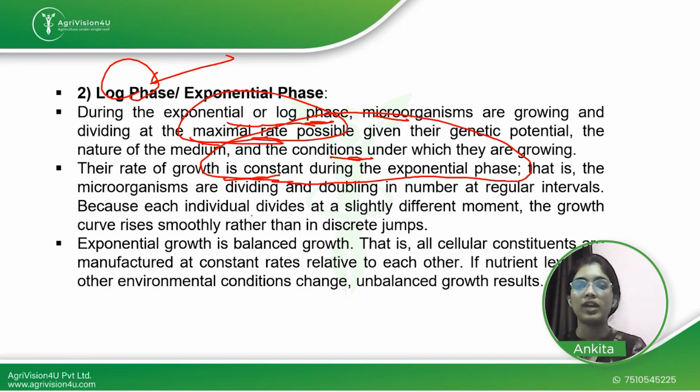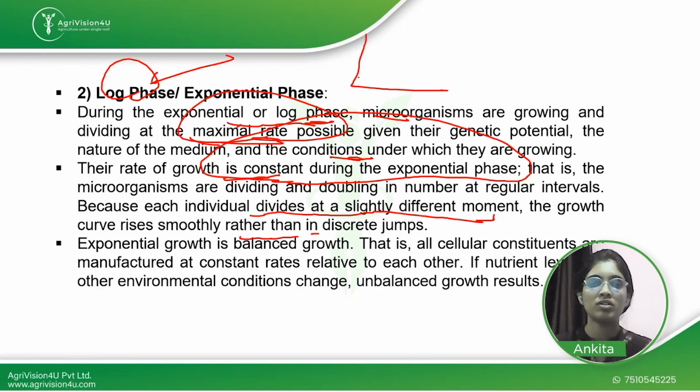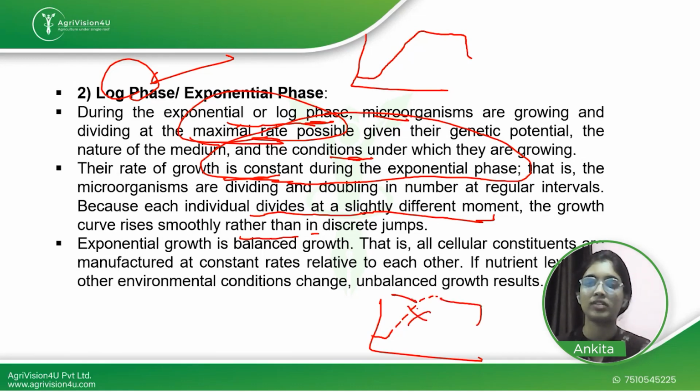This is because each individual divides at a slightly different moment, so the growth curve rises smoothly rather than in discrete steps. What does it mean basically? This is what your growth curve is. This is your lag phase. Now how does your log phase look? It is like this. Then you have decline and death. Is it like this? No, it is not like this.